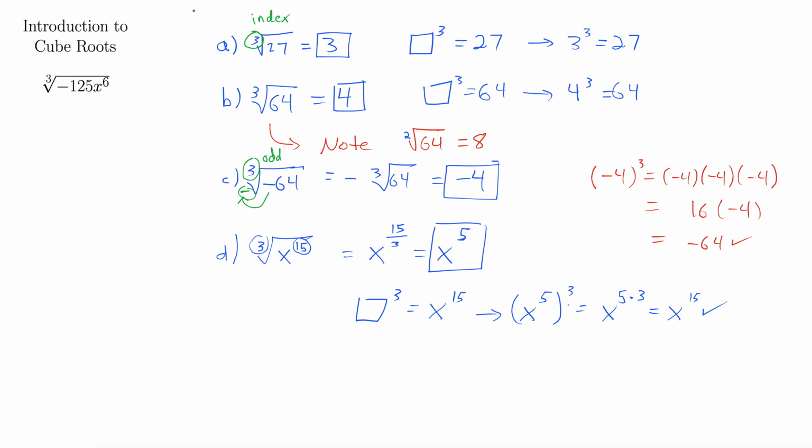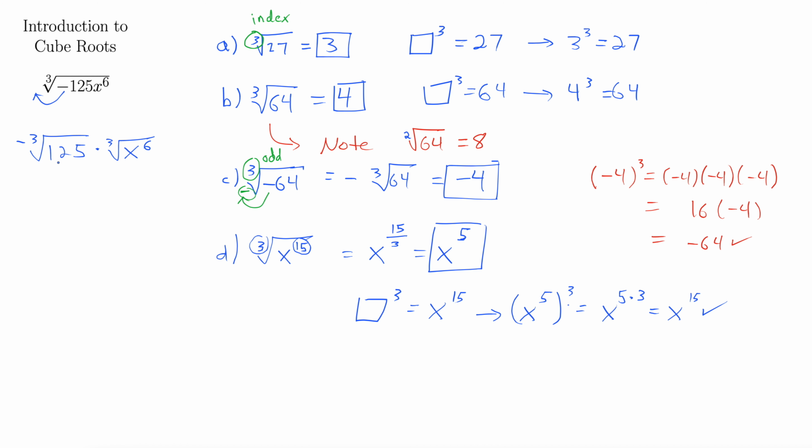Okay, now we're ready to tackle the original question here. What is the cube root of negative 125x to the 6th? Well, we know that the negative pops out to the front, and I'm going to break this up. We can do that as long as we're breaking up over multiplication. So we have negative cube root of 125 times cube root of x to the 6th.